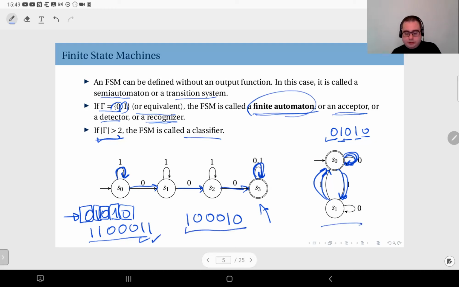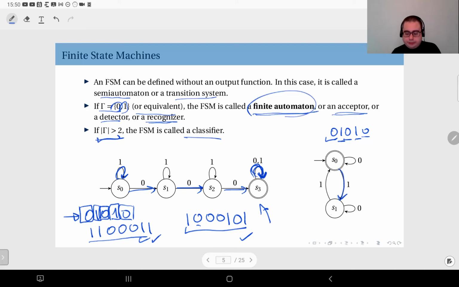And finally, let's look at this one. In fact, let me put another one here. So 1 0 0 0 1 0 1. So start from S0, 1 keeps me at S0, another 0 0 0 1, also 0, also 1 keeps me at S3. So this is recognized by the automaton on the left hand side. Let's look at the one on the right hand side.